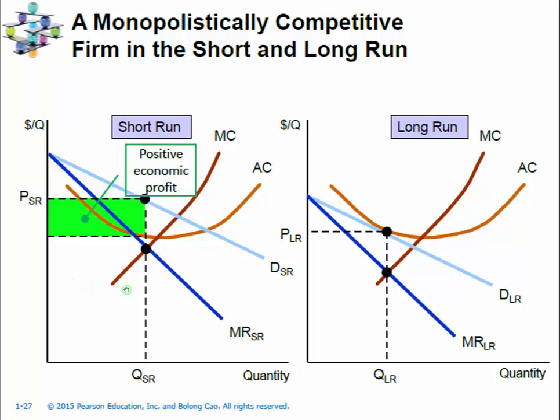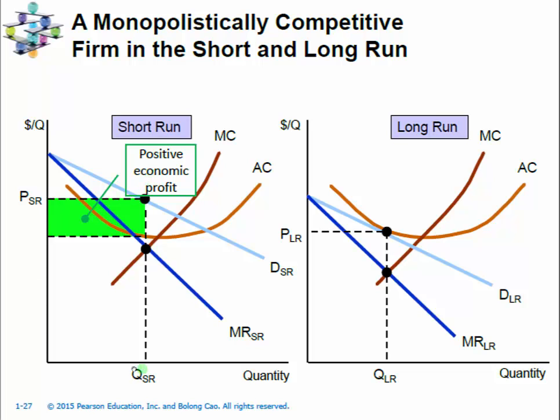In this picture, we first look at a firm in a monopolistically competitive market in the short run. Here, the demand for this firm is pretty high. Because it's a downward sloping demand curve, the marginal revenue curve falls below it and meets the marginal cost curve at this Q_SR. At this output level, the firm can charge a price that is higher than its own average cost. So in the short run, this firm is earning a positive economic profit.